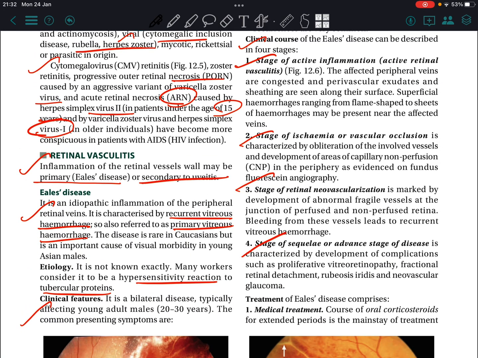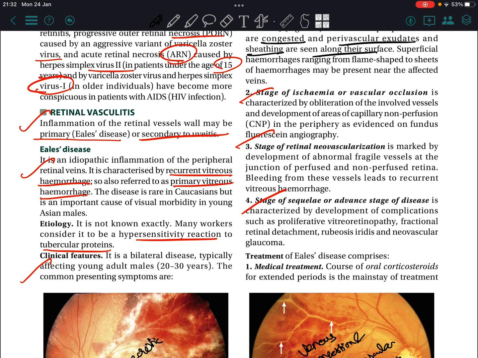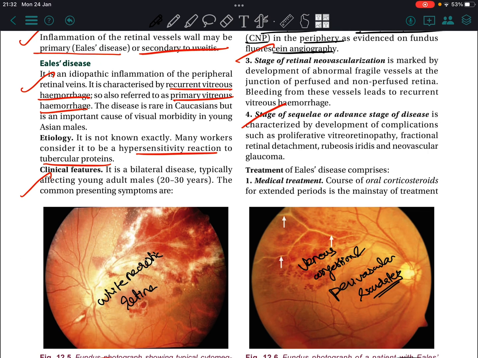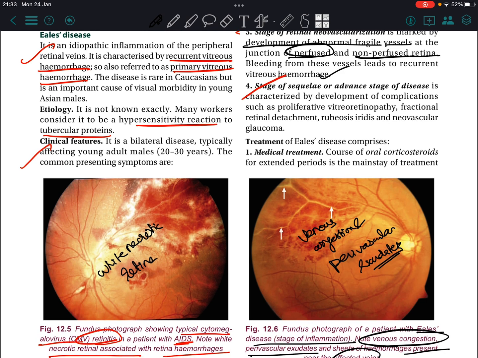Stage of active inflammation. The affected peripheral veins show congestion, and perivascular exudates are seen along the surface. Superficial hemorrhages ranging from flame-shaped to sheets of hemorrhage may be present near the affected veins. Stage of ischemia or vascular occlusion is characterized by obliteration of involved vessels and development of areas of capillary non-perfusion in the periphery, as evidenced on fundus fluorescein angiography. Stage of retinal neovascularization is marked by development of abnormal fragile vessels at the junction of perfused and non-perfused retina. Bleeding from these vessels leads to recurrent vitreous hemorrhage.